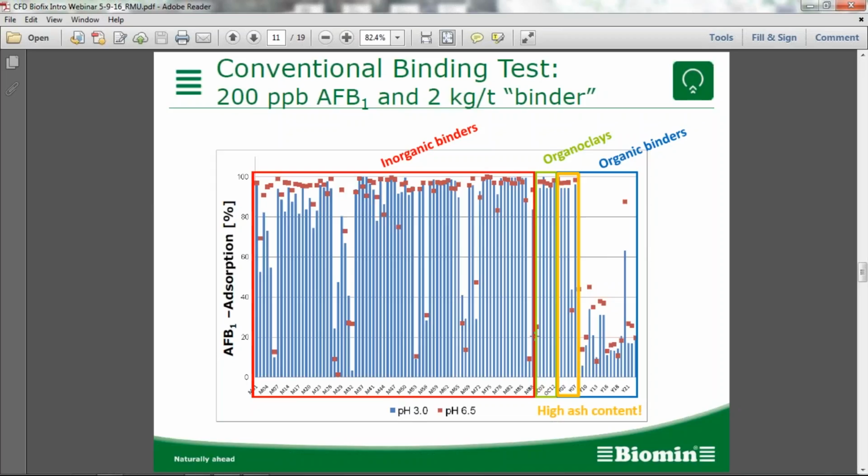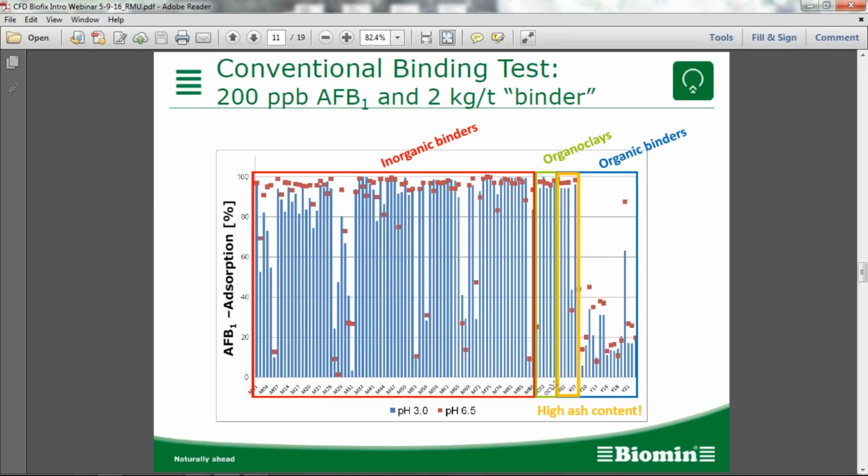In the green box, we would have organoclays, so these would be some sort of organic binding product, maybe like a yeast product combined with an inorganic portion. And then the blue box at the end is the organic binder, so they could be yeasts or enzymes. And then the yellow box would be showing that although these products were considered organic binders, they actually had a very high ash content, which would be indicative of the inorganic compounds.